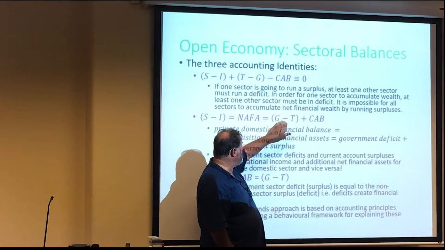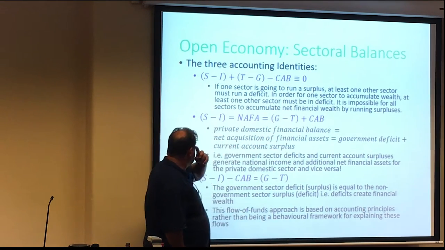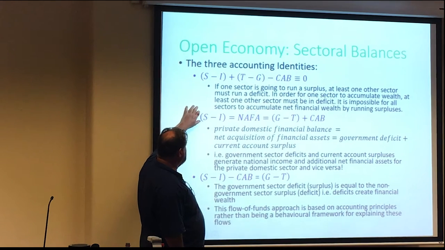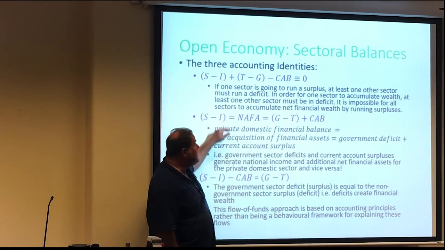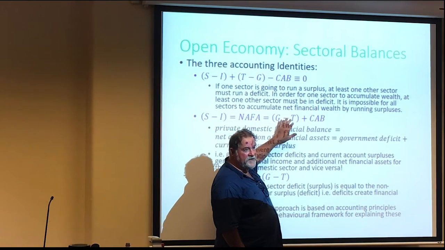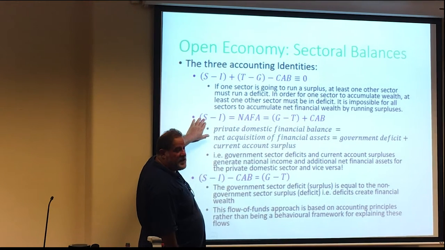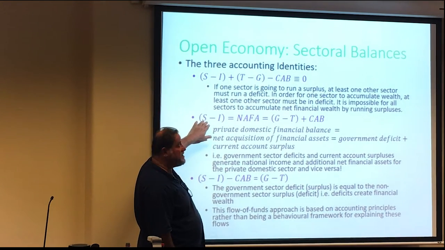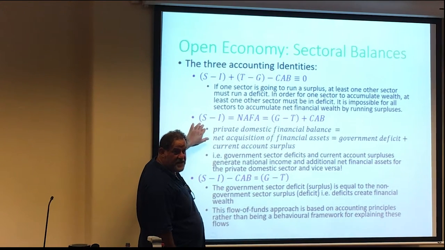So government deficit spending, if spending is greater than tax revenue, is going to be matched by domestic private sector saving being greater than investment. If instead the government decides to run a surplus, then in the domestic private sector we're going to see a deficit. Investment spending will be greater than savings.